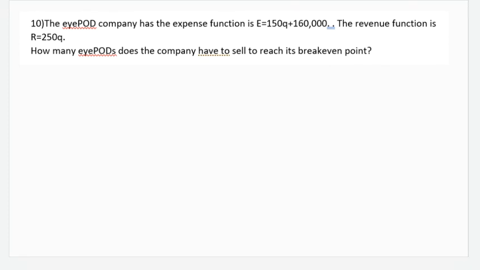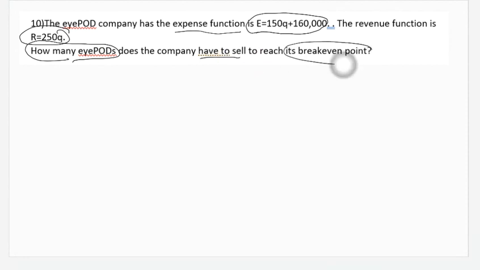Okay, this one, the iPod company has an expense function. This is our expense function that we're going to use. The revenue function, they give us right here. How many iPods does the company have to sell to reach its break-even point? Remember we did that on 1 and 2 at the beginning. That's where expense is equal to revenue. So we're going to set those two equal to each other.